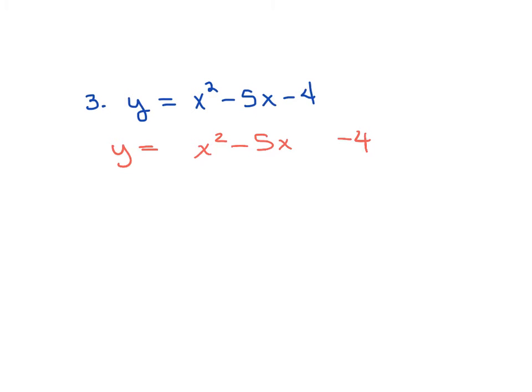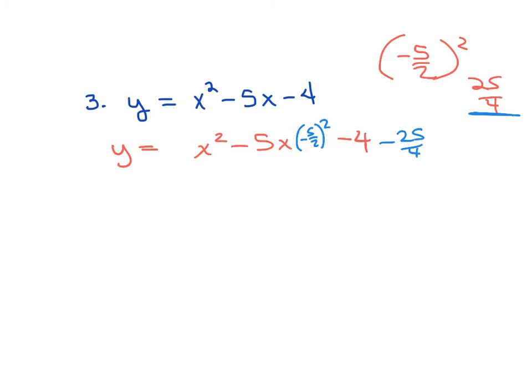Take the b term, divide it by 2, and square it. I get 25 over 4. So in here, I'm going to fill in the negative 5/2 squared. But over here, remember, backwards of what you think. So instead of adding it, I'm subtracting 25 over 4. I now need to factor this and then add these two together.